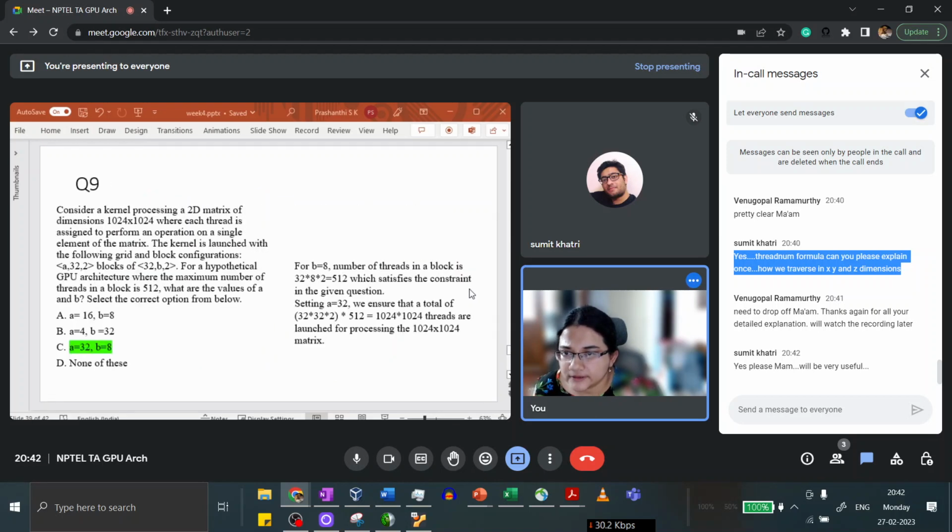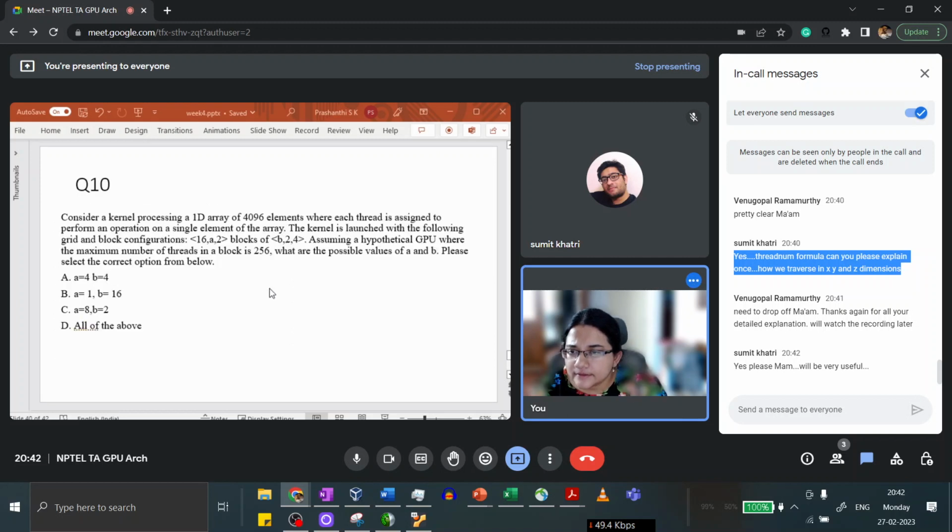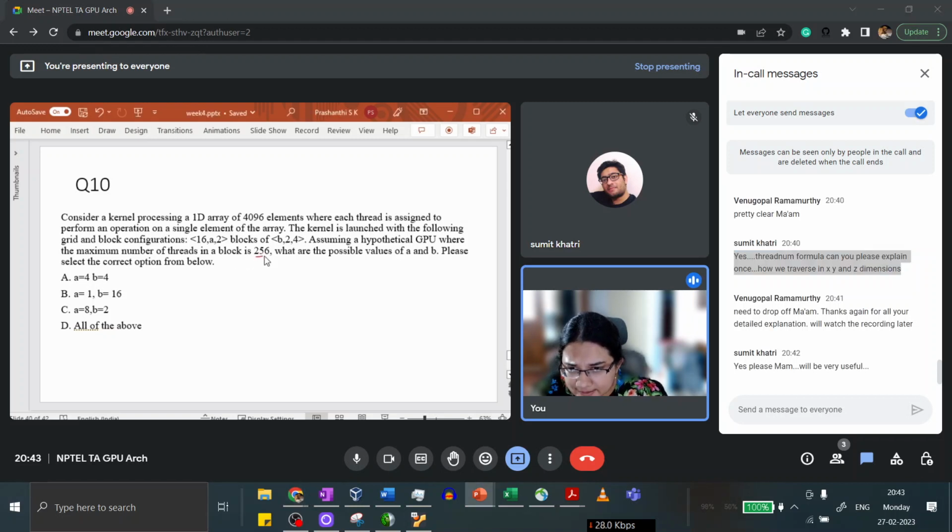Yeah. So we finished this one. Consider a kernel processing a 1D array of 4096 elements where each thread is assigned to perform an operation on a single element of the array. The kernel is launched with the following grid and block configuration: 16, A, 2 blocks of B, 2, 4 threads. Assume a hypothetical GPU where the number of threads per block is 256. What are the possible values of A and B? Very similar question to what we discussed.